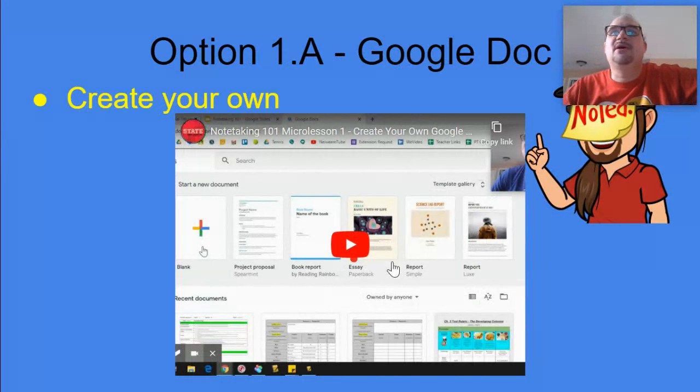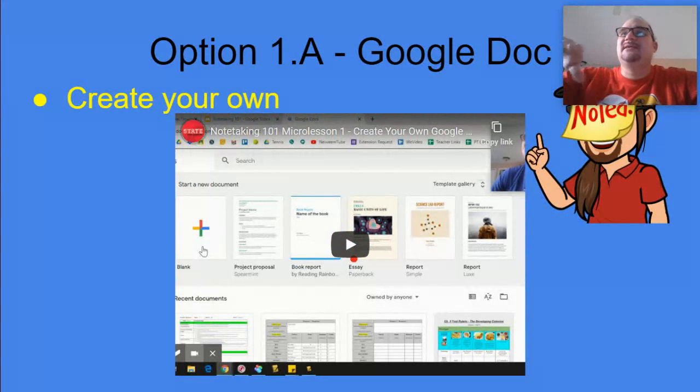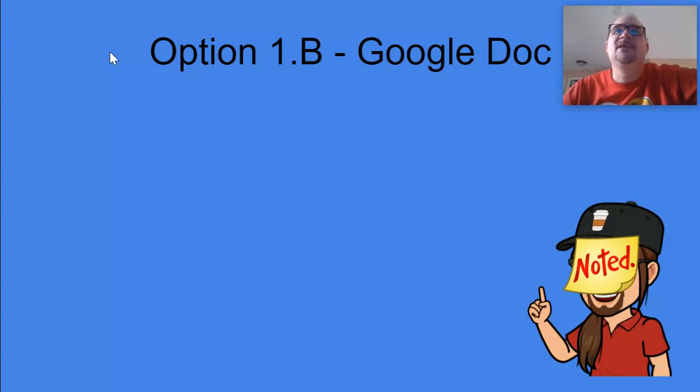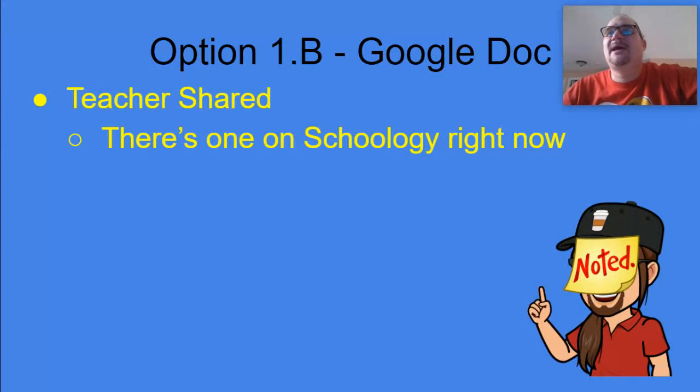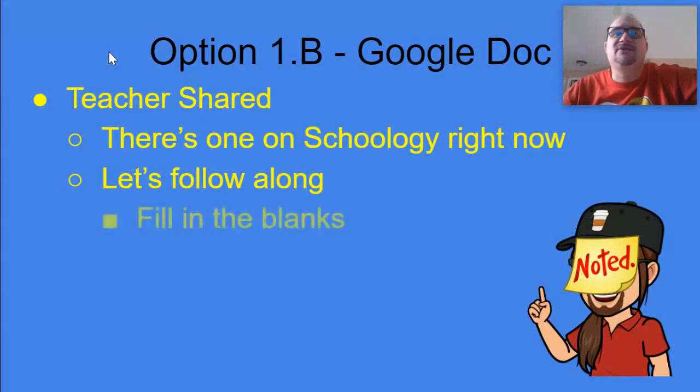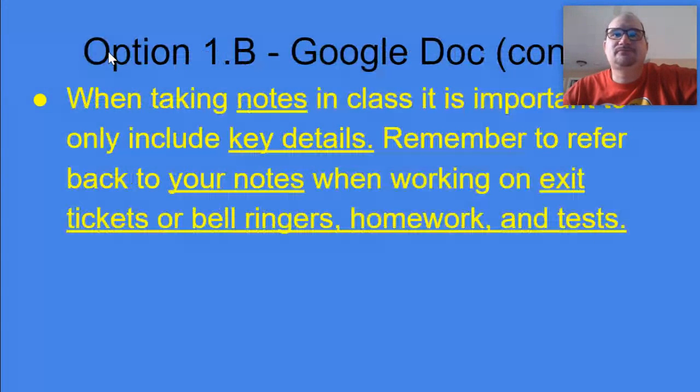To create your own, there's an explanation here of how to create your own. I'll go ahead and drop that link into the description below this video in case you want to go back and take a look at it. Option 1B is to create a Google Doc. A teacher shared one. I had one out on Schoology when we did this assignment, so you could follow along and fill in the blanks. The blanks were on your sheet. I just had blank underlines.